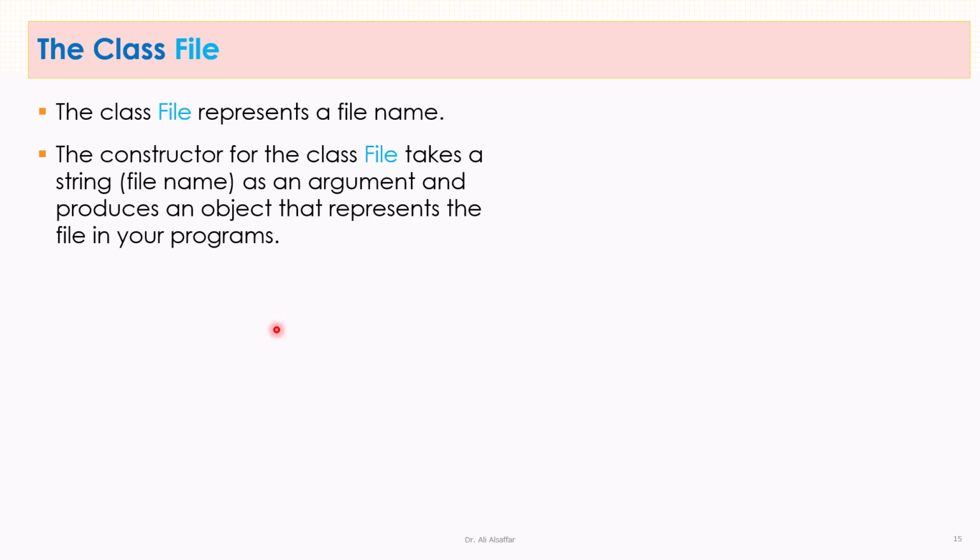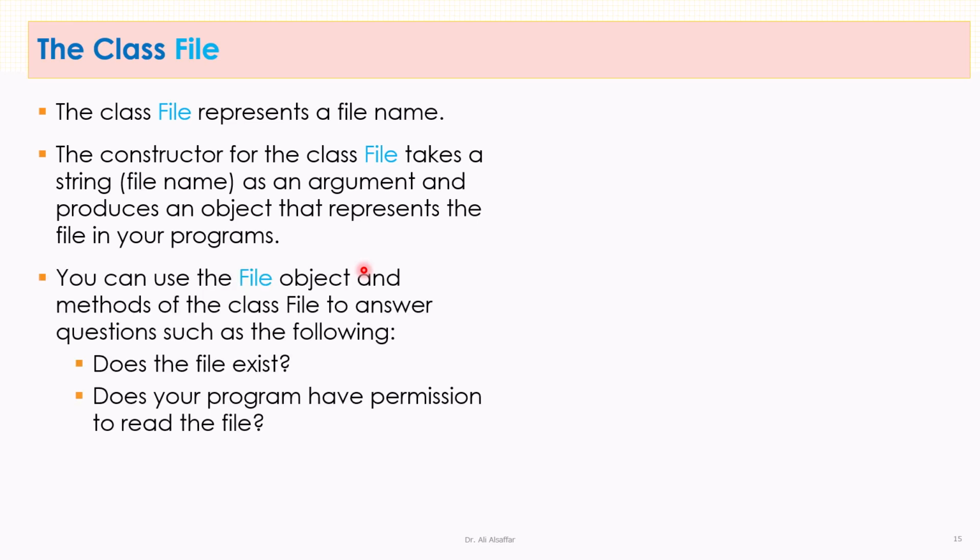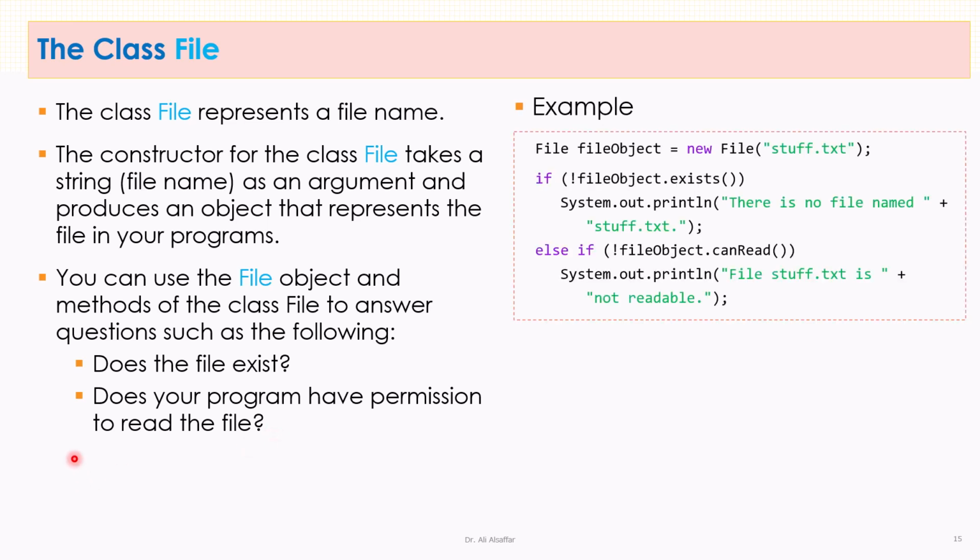As you have seen in the previous example, when reading from a text file, the constructor for the class File takes a string, which is the file name, as an argument and produces an object that represents the file in your programs. Since it is an object, it has some methods that are very useful to answer some questions, such as, does the file exist, or does your program have permission to read the file, or what is the size of the file.